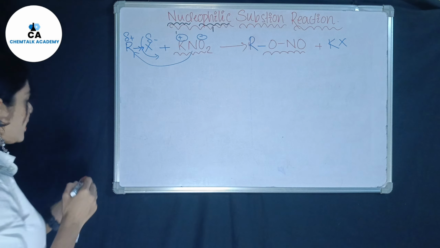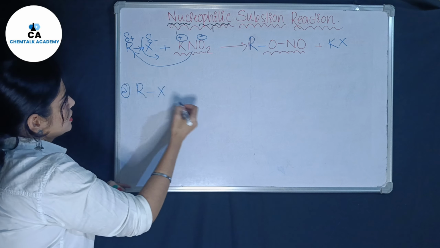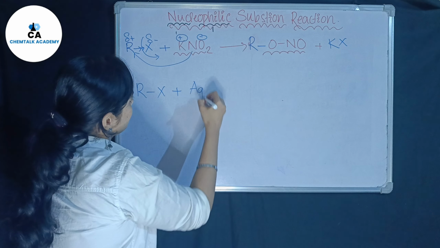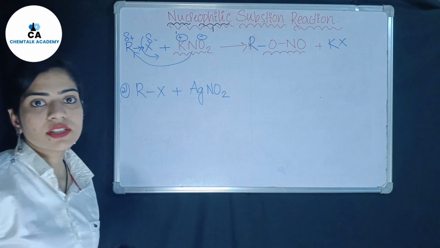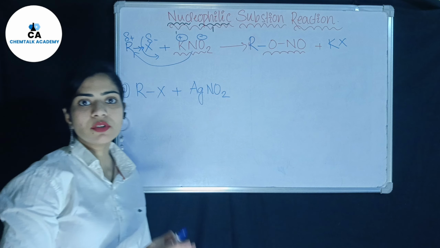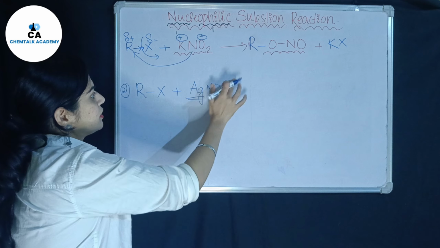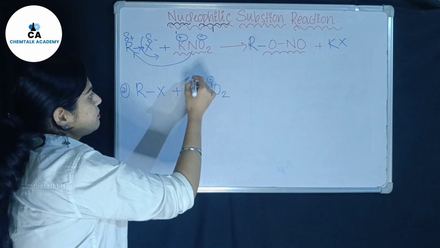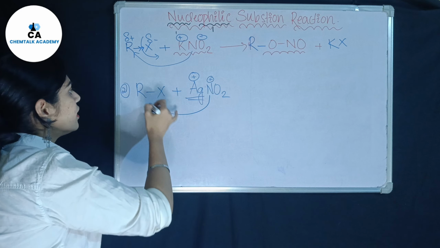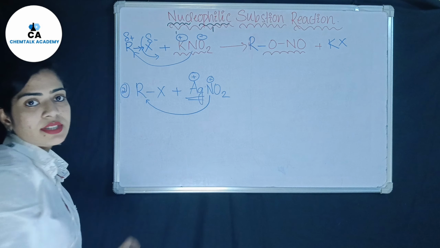Similarly, if I take another example, when RX reacts with AgNO2. Now this is a covalent bond, meaning a covalent compound. Oxygen is already involved in forming a bond with silver. So this is the negative part, this is the positive part. Negative part means extra electron. Now the attack will occur on the alkyl group from which atom? Nitrogen atom. The linkage will be from the nitrogen atom.